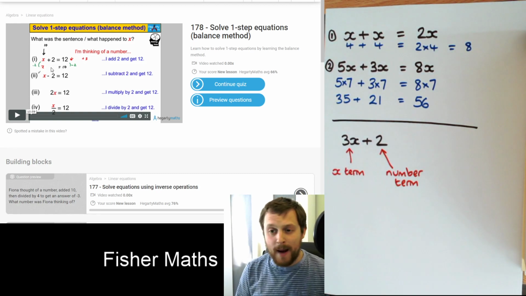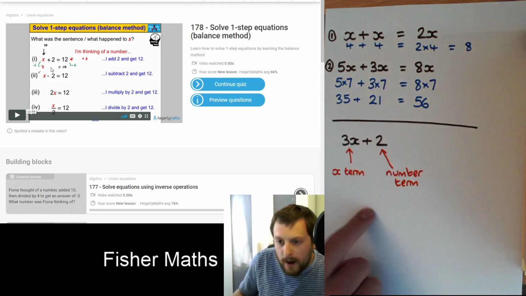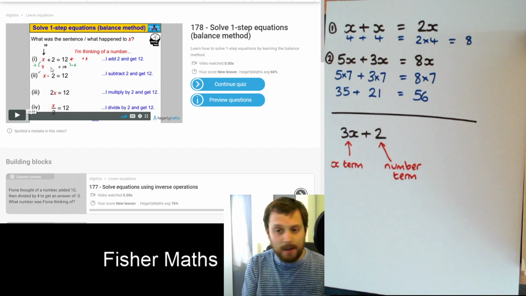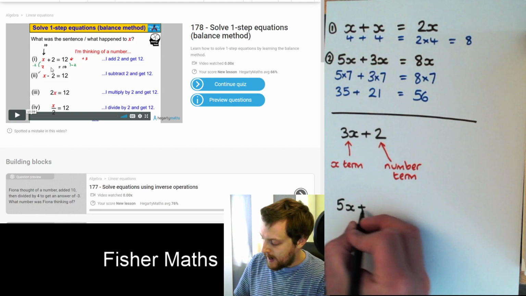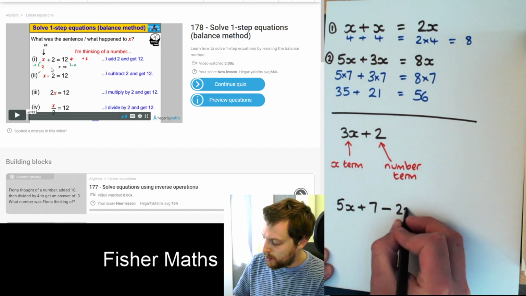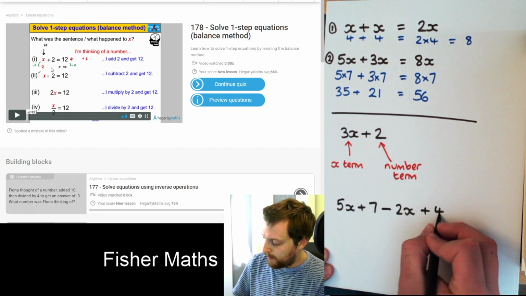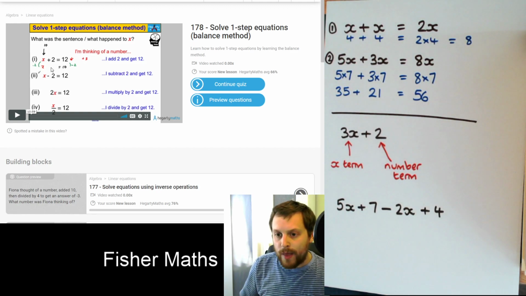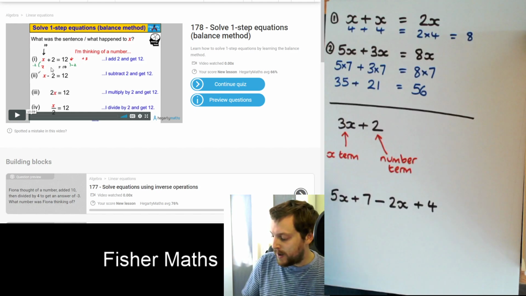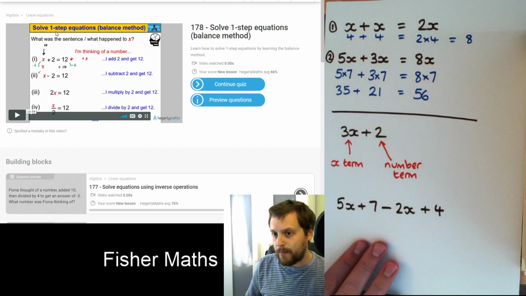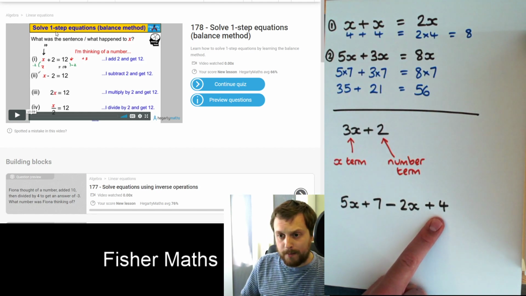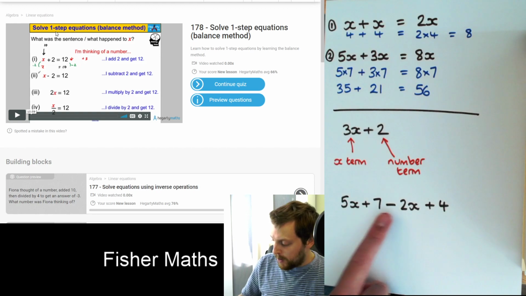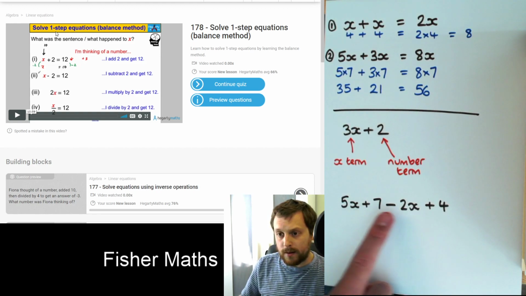It's just a number by itself. So underneath I might write a more complicated example just to illustrate this. If I had 5x add 7 take away 2x add 4, this is a different expression obviously to the one up here. It has 1, 2, 3, 4 terms. 2 of the terms are x terms and 2 of the terms are number terms.